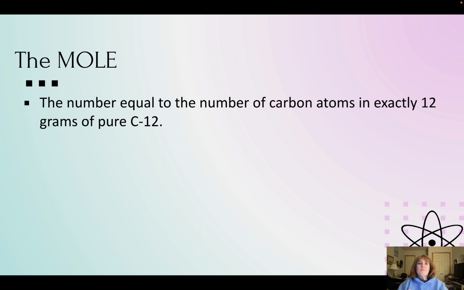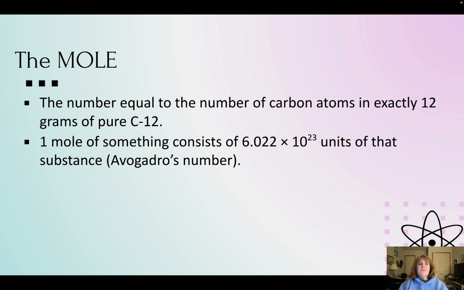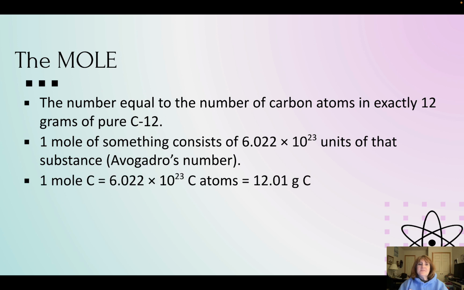So remember what a mole is. Remember, carbon atoms have exactly 12.01 grams of pure carbon-12. 12 protons, 12 neutrons, remember that? And 1 mole consists of 6.022 times 10 to the 23rd units of that substance. So 1 mole of carbon is 6.022 times 10 to the 23rd atoms of carbon, which are 12.01 grams of carbon.